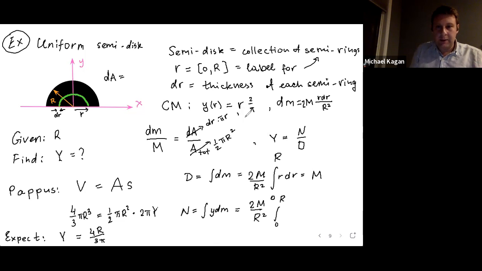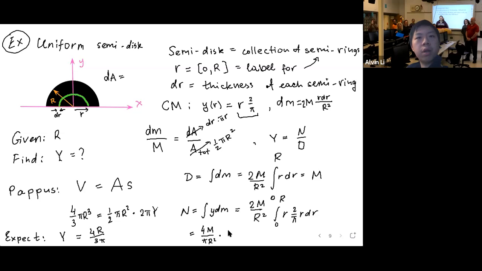And y is here, right? This is the y that we need to put. R over 2 pi times r dr. And again, you can factor out all the constants. What is the integral inside? So I'm putting the constants now: 4m over pi r squared. And what is the integral? R to the 3rd over 3.